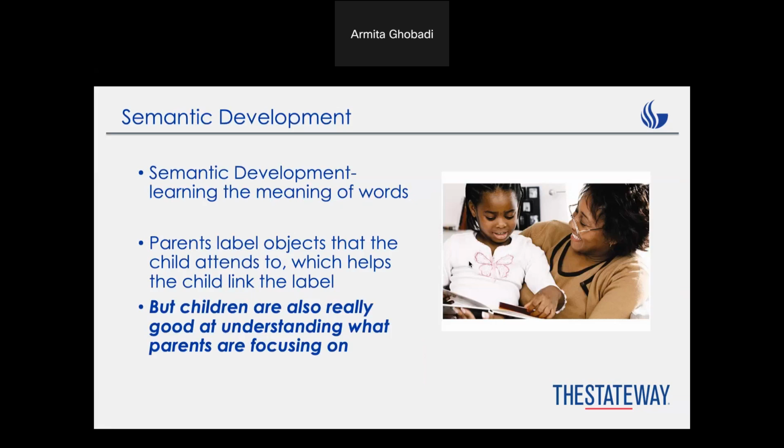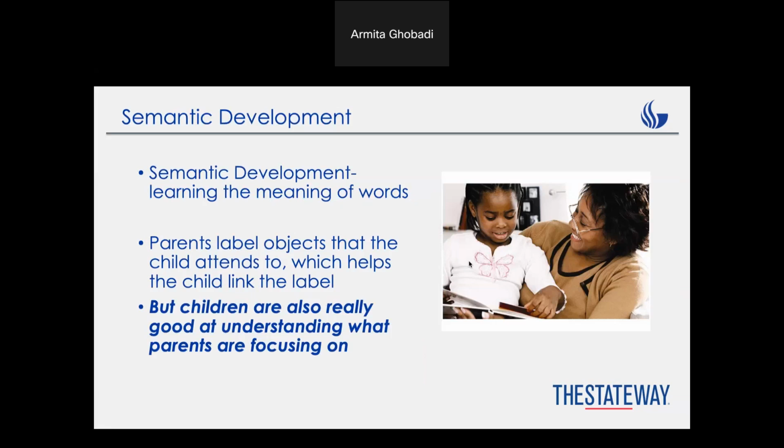I talked about the parents' role because it is important, but we should also consider the children's role as well. Children in general are so good at understanding what exactly parents are focusing on in the environment. For example, back to my example about the ball. The mom said, this is a ball, it is green, it is round, but the child can understand that this object's name is ball. It is not green, it is not round, the name exactly is ball.